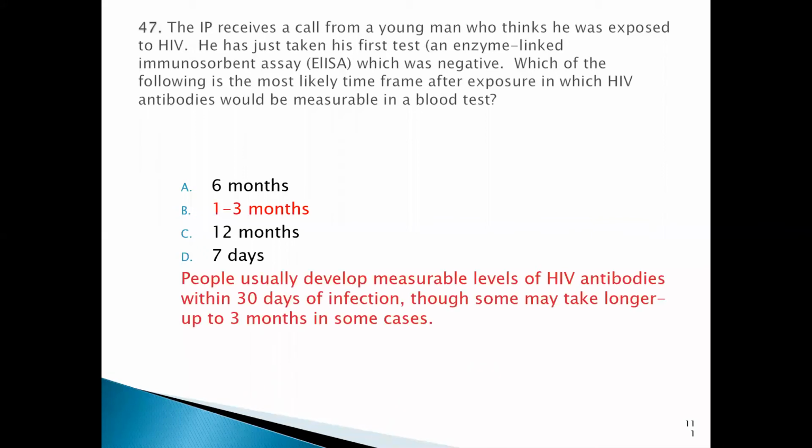Okay, the answer to this one is B, 1 to 3 months. People usually develop measurable levels of HIV antibodies within 30 days of infection. Some may take longer, up to 3 months.